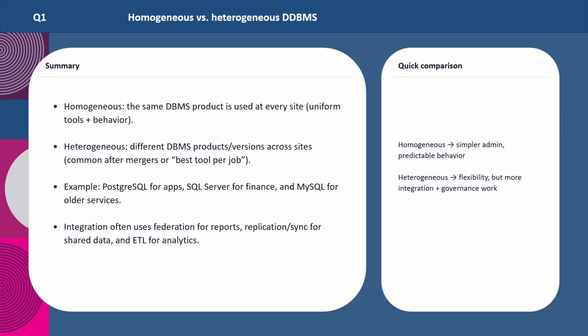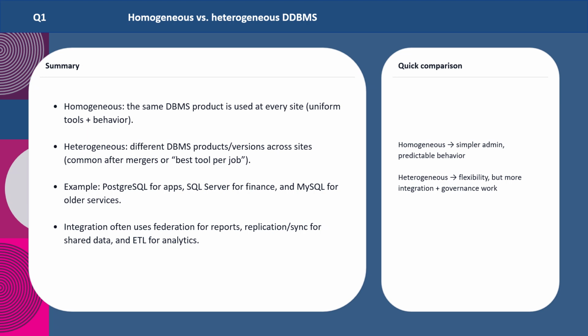Question 1 is the difference between homogeneous and heterogeneous distributed databases. Homogeneous means the same database system is used everywhere. So we have the same product, same tools, same behavior, and that's easier to manage because everything works consistently. When it comes to heterogeneous distributed database systems, that actually means that different database systems exist across different sites.